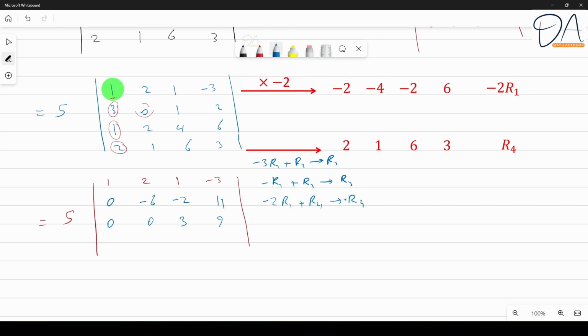Minus 2 times 1 gives you minus 2, plus 2 gives us 0. Minus 2 times 2 gives us minus 4, plus 1 gives us minus 3. Minus 2 times 1 gives us minus 2, plus 6 gives us 4. Minus 2 times minus 3 gives us 6, plus 3 gives us 9.